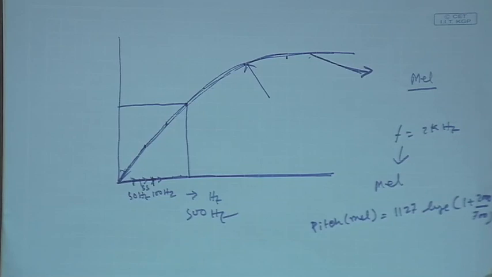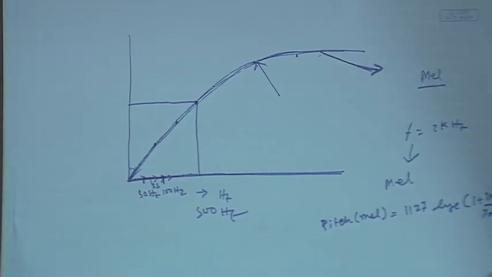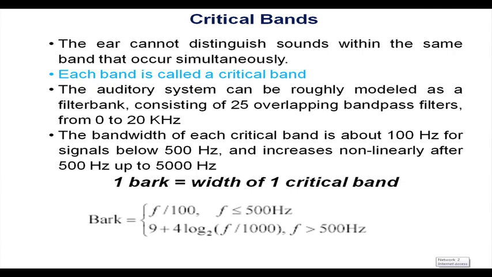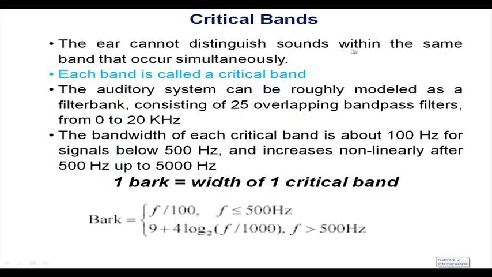Okay. So, this is called the mel scale, you can say the mel scale conversion of hertz to the perception of frequency. Next, you heard that I have discussed during the basilar membrane that each sensor along the basilar membrane corresponds to a particular band of frequency. So, that means the ear cannot distinguish sounds within the same band that occur simultaneously.